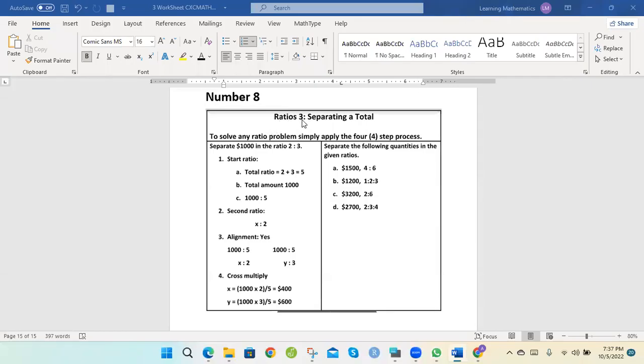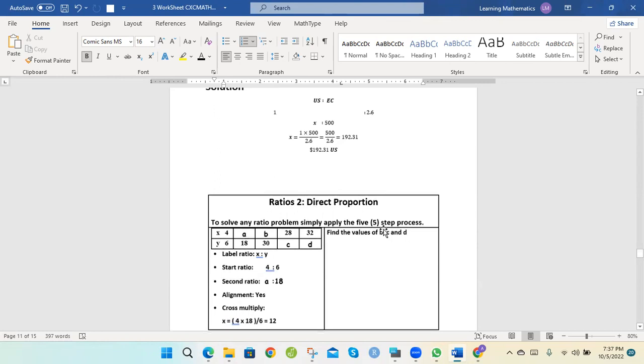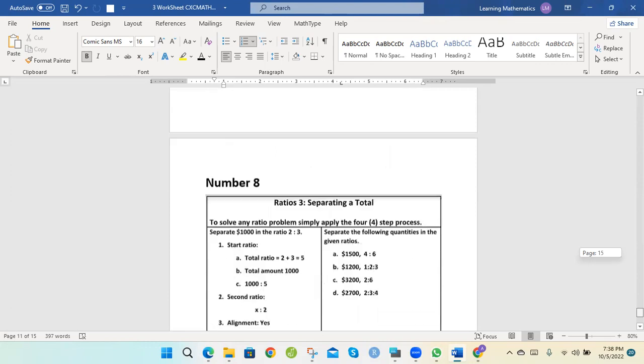Ratios, part 3. Separating a total. To solve any ratio problem, simply apply the 5-step process. I was supposed to amend this. We established it is not 4 steps, it is 5, we brought it up and upgraded it to a 5-step process. If you look at the orders we did in the last session, they have the 5-step process. This one did not get the upgrade, but we'll apply it now.